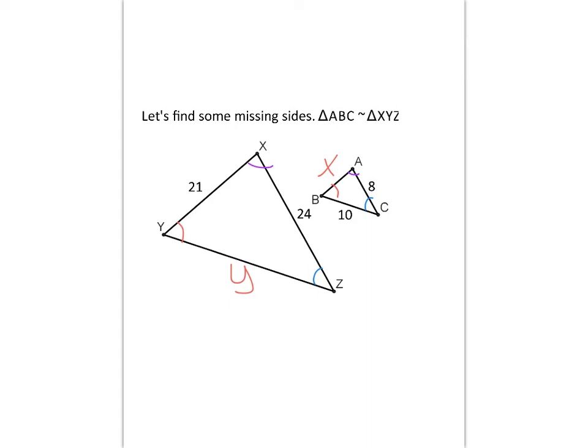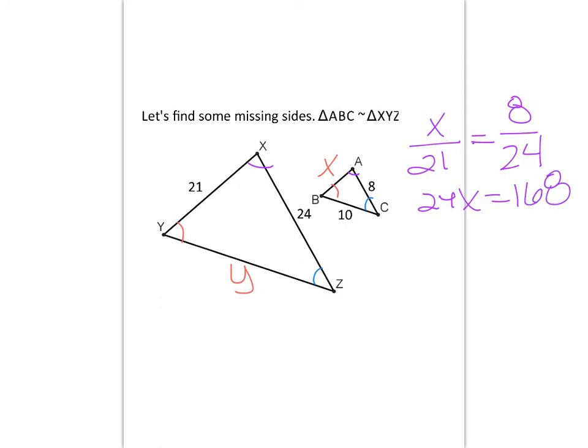Okay? So X is AB. So X is congruent to purple and red, 21. X is similar to 21, as 8 would be similar to 24. So 24x equals 168. Okay. Divide that by 24. X would be 7.